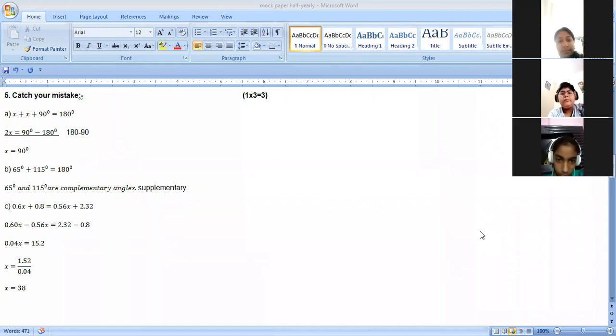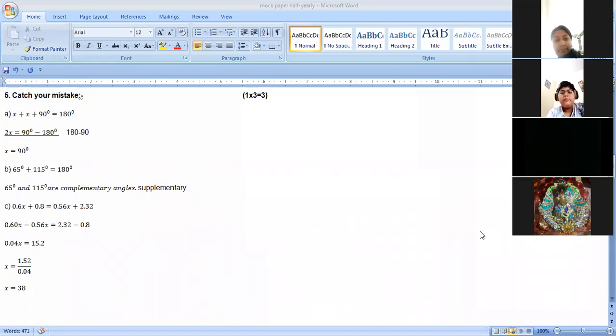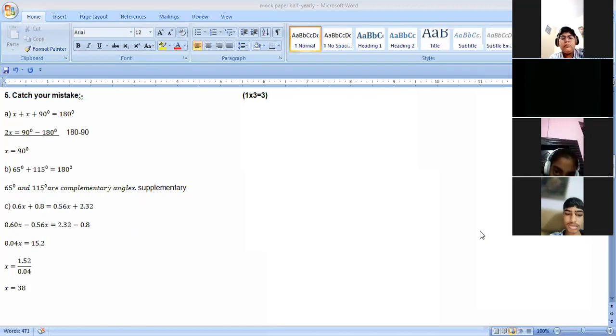Devanshi, Vishnoi, can you give me the answer? What is the answer over here? Parveen Kumar, what is the mistake which is given over here? Parveen Kumar, what is the mistake given here?